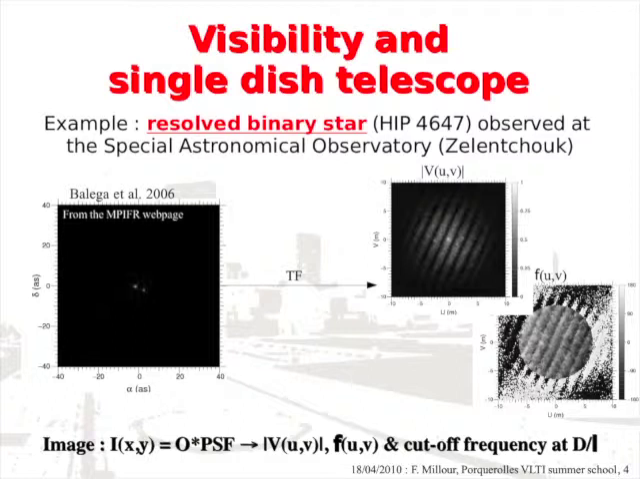And what you have to remember always is that you have this cutoff frequency, so that's for a single dish telescope, and that basically means that everything outside this cutoff frequency is no information. Okay, so you see that in this case you have some information outside, and this is because this image is already some kind of image reconstruction. It's a result of an image reconstruction process.